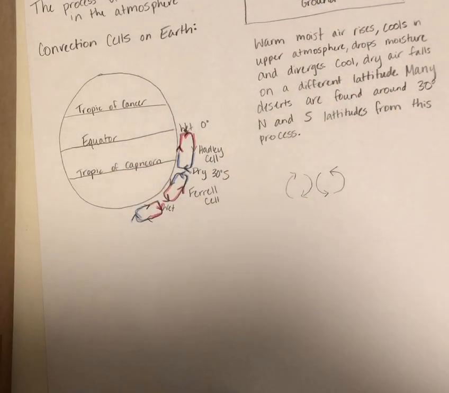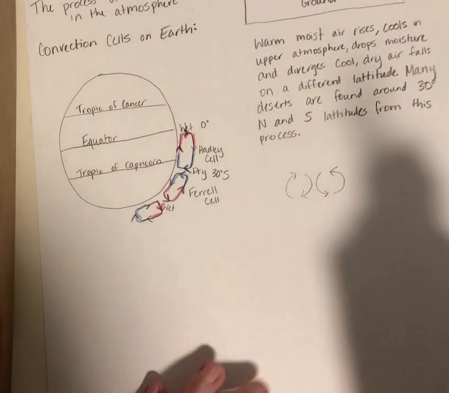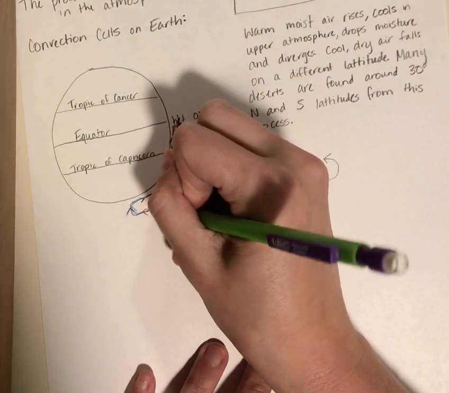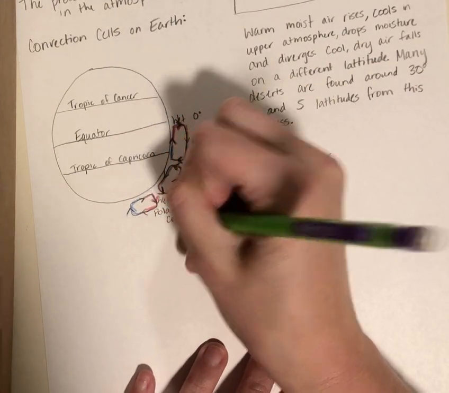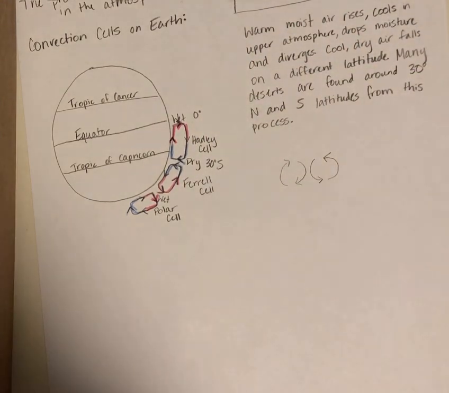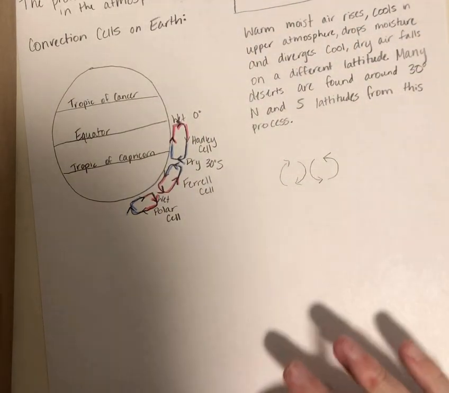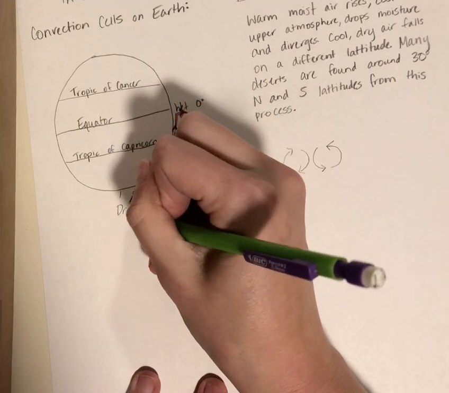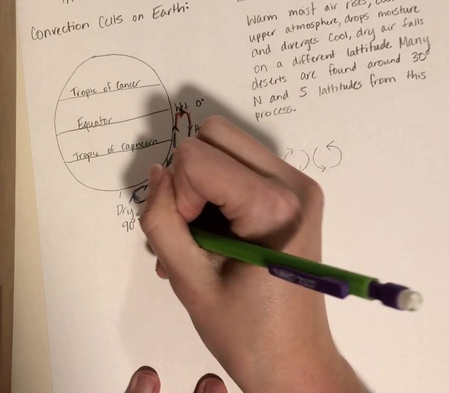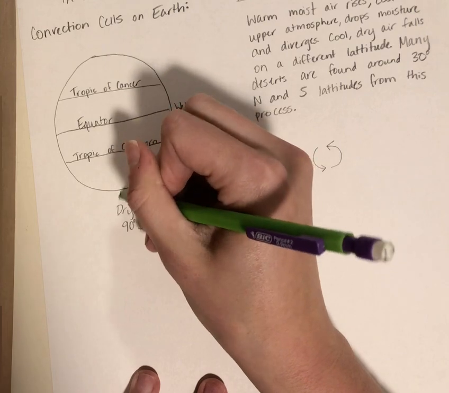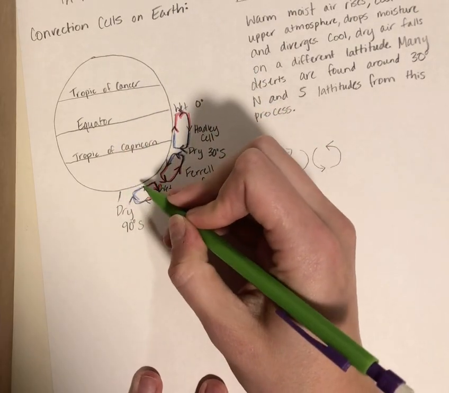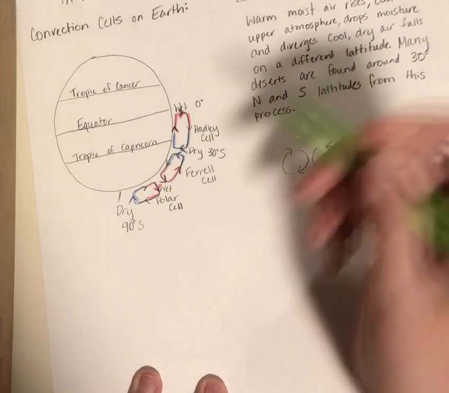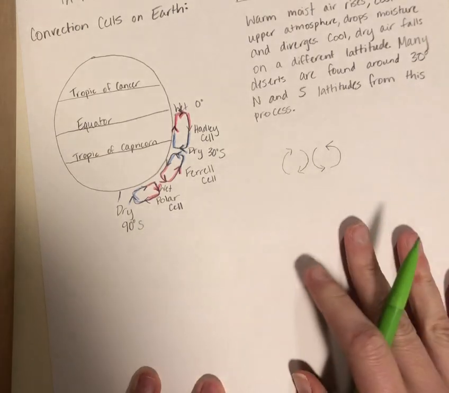Okay, and this one we call a polar cell. Of course, it's at the pole, so easy to remember. It's a polar cell. And down here is going to be our dry 90 degrees south, because we are at our south pole. Cool air dropping. Cool air is typically dry, so it is a dry area.